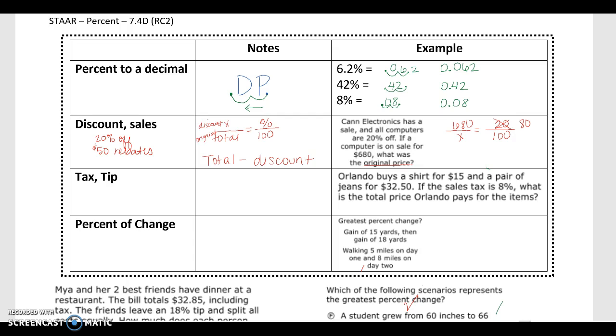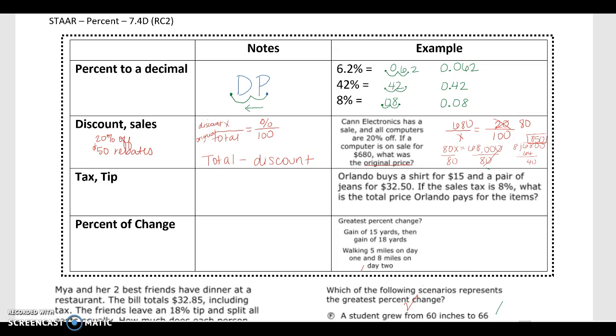So this proportion's a little bit different. You're going to set it up like this. We have 80x equals 68,000. I'm going to divide by 80, divide by 80. I can cancel out a 0. So I have 6,800 divided by 8. Let's see, 56, 64, okay, 64, 40. So 50, okay? So the original price was $850.